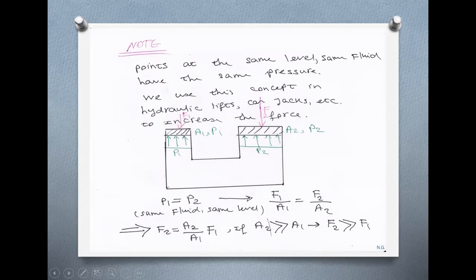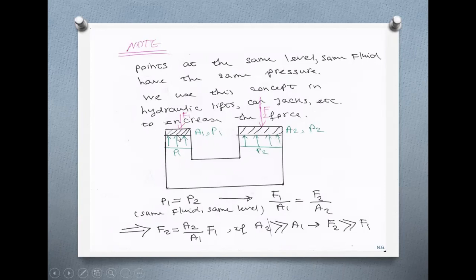So they experience the same pressure from the fluid. Fluid exerts the same pressure on the bottom surface of piston A and on the bottom surface of piston 2. Because if the pressure here was larger than here, it goes up. If the pressure here is larger, it goes up. So pressure is the same. Points located on the same level, the same fluid, they experience the same pressure.